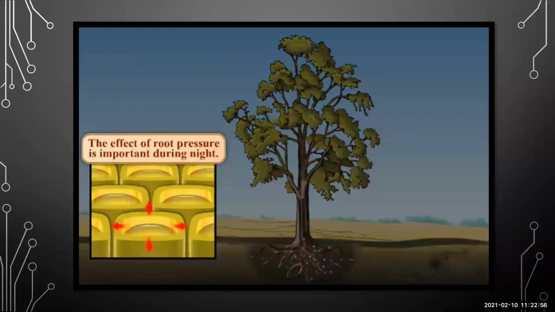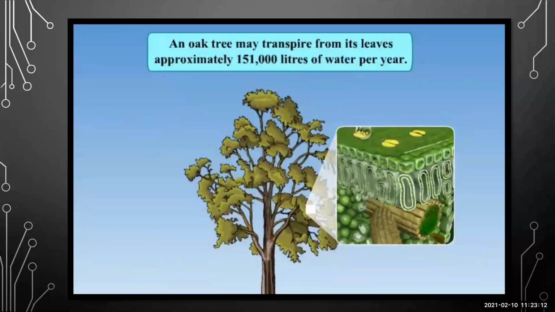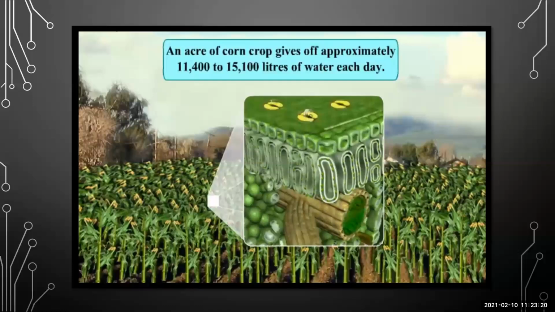You can see here the water level which is imbalanced, or there is a loss of water, which will be balanced by the xylem by absorbing the water from the soil during the night time. And we have seen how much water the oak tree and maize plant have released. An oak tree transpires about 151,000 liters of water per day, and one acre of land with maize plants gives off approximately 11,400 to 15,100 liters of water per day.